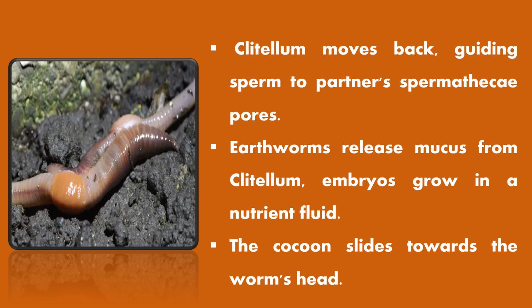Earthworm produce a mucus substance that flows from the clitellum to the head during the exterior process of cocoon creation. Earthworm embryos develop in nutritive albuminous fluid that is produced by the clitellum gland cells, along with gametes in the cocoons. This cocoon gradually slides towards the head of the worm.